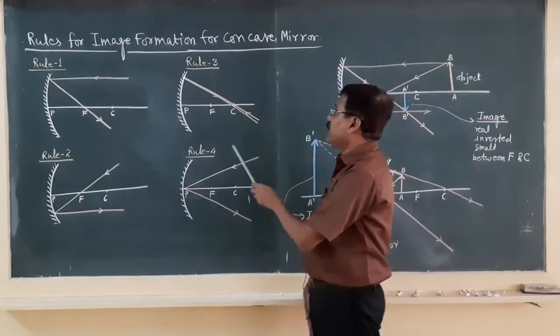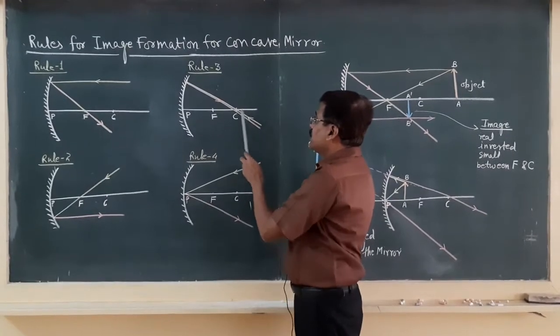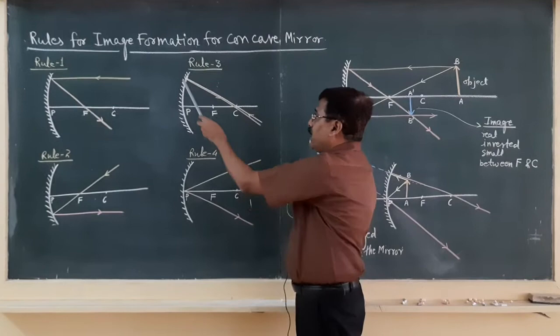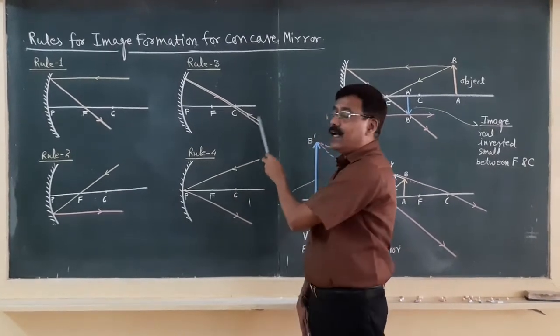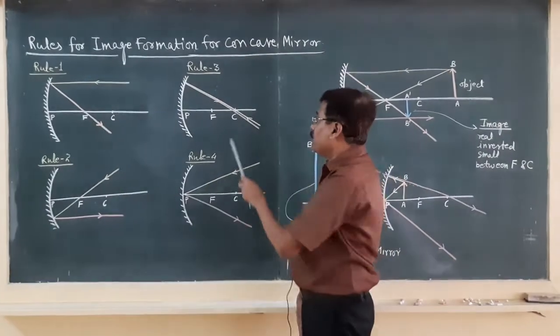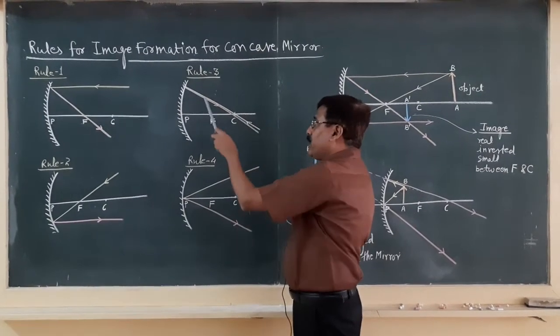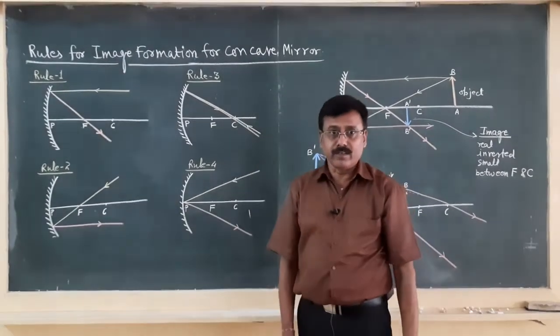Rule number 3: if the light ray is incident on the concave mirror through the center of curvature, it will be reflected back along the same track. Reason? Because the radius of curvature is normal at any point, so it will be reflected back normally.